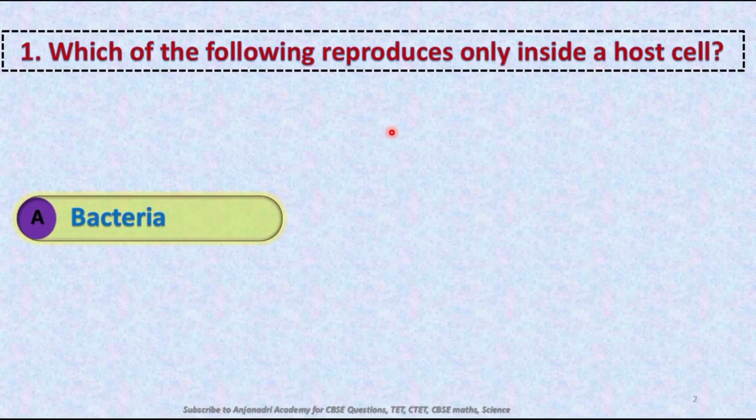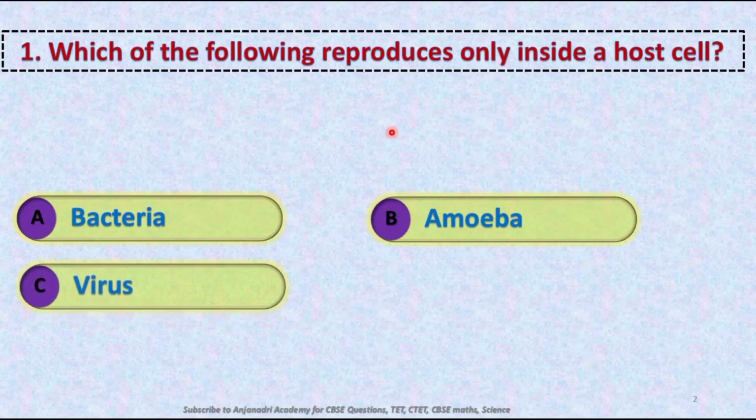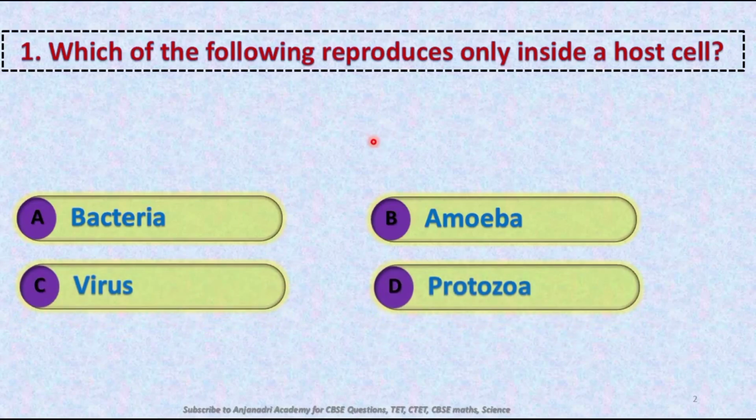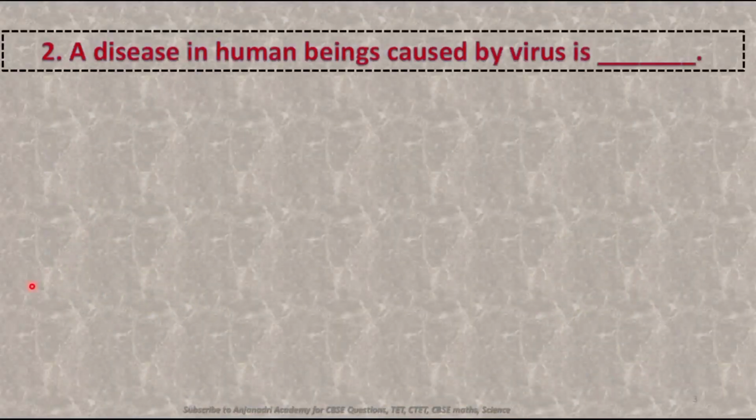Which of the following reproduces only inside a host cell? Bacteria, amoeba, virus, protozoa. The answer is virus. Viruses are the microorganisms which reproduce only inside a host cell. They need a host cell to reproduce. Therefore, the correct answer is option C, virus.